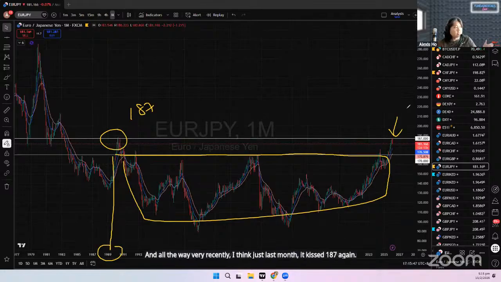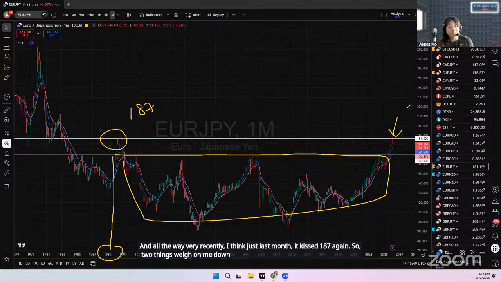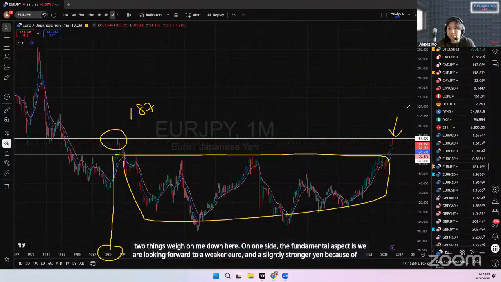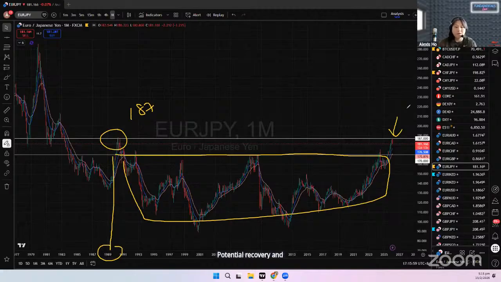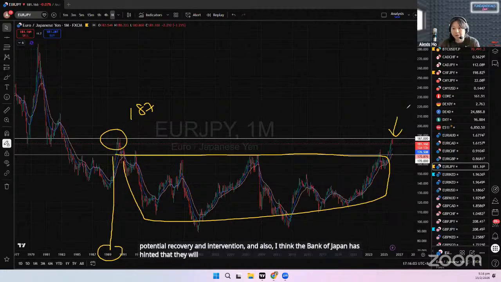So two things weigh on me down here. On one side, the fundamental aspect is we're looking forward to a weaker euro and a slightly stronger yen because of potential increases in interest rates plus potential recovery and intervention. And also, I think the Bank of Japan has hinted that they will be tightening. So they're not going to provide so much liquidity in the markets anymore from the bond perspective.